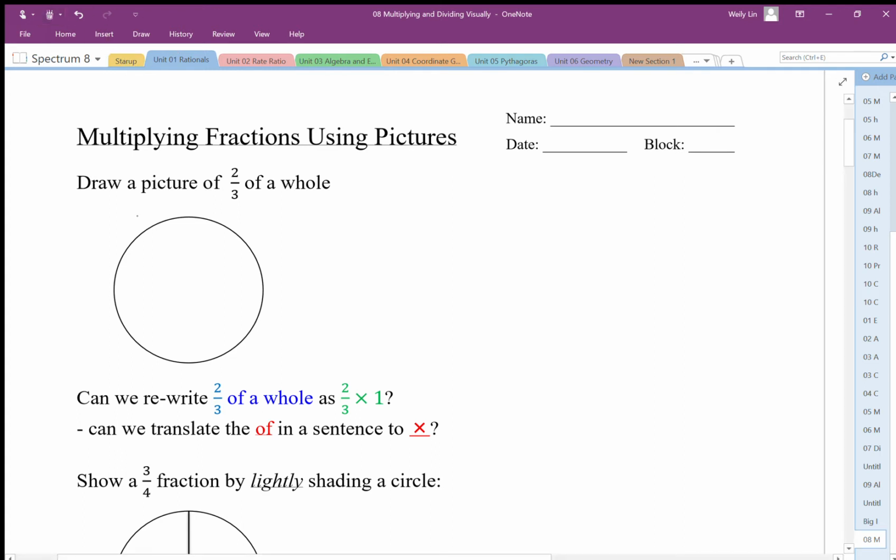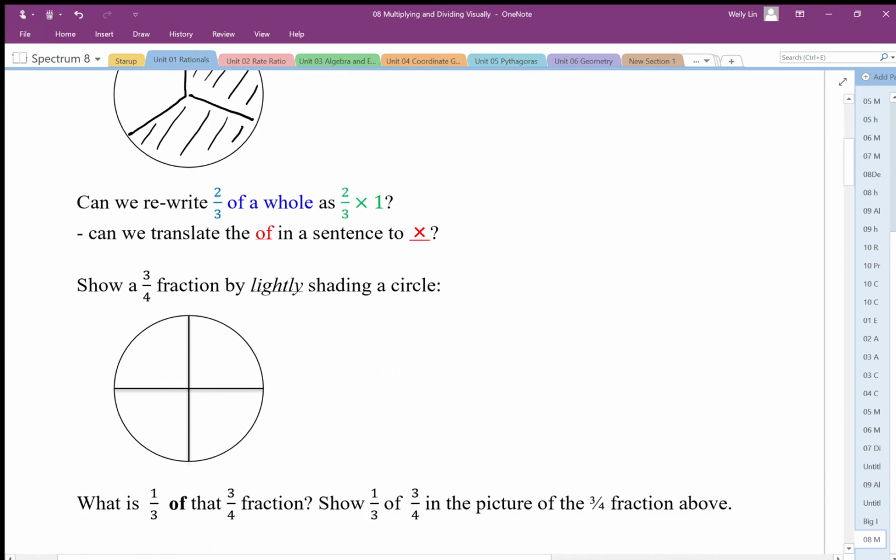So if we have 2/3 of a whole, okay, so I'm going to take this whole piece. We're going to say that the circle is one whole, and I'm going to have 2 out of 3, so 2 parts out of 3 parts whole. We can rewrite 2/3 of a whole as 2/3 times 1/2 of a whole. We can then use this translation of "of" equating to times when we talk about fractions.